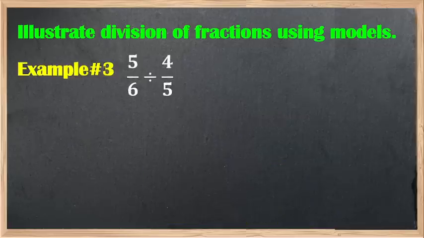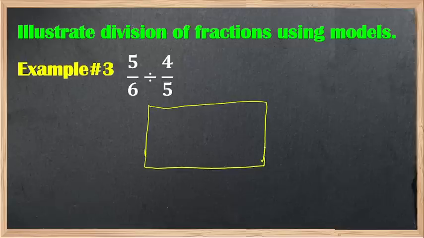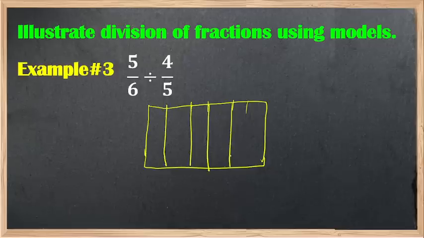So let's have another example. We have 5/6 divided by 4/5. First, we're going to illustrate 5/6. As you can see, I will illustrate it in one illustration. 5/6: we have 1, 2, 3, 4, 5, so we have 1, 2, 3, 4, 5 to make this one 6 equal parts. 1, 2, 3, 4, 5, 6.